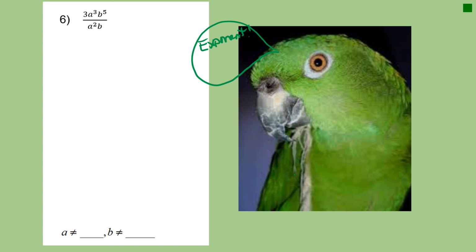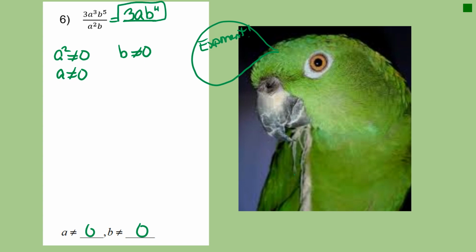So, looking at the denominator, a squared cannot equal 0. We take the square root. A cannot equal 0. And b cannot equal 0. If either one of those is 0, we get 0 times 0, which is 0. Now we're just looking at canceling. We've just got a 3. Where are there more a's? Up on top. How many more? 1. Where are there more b's? Up on top. How many more? 4. Boom, boom, boom. We are done.